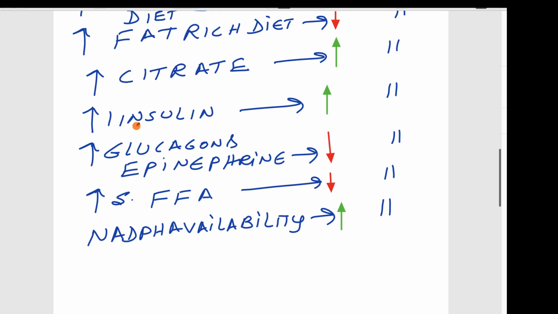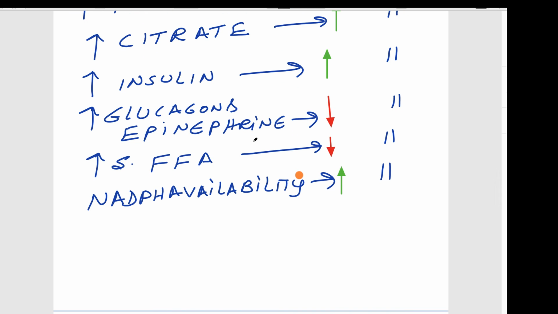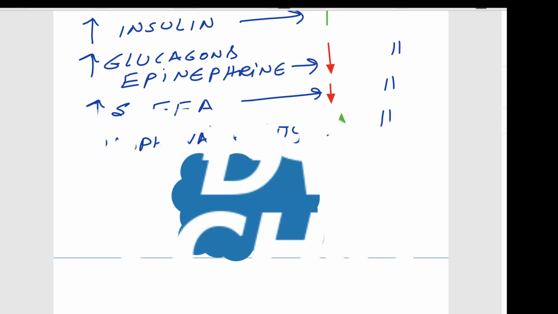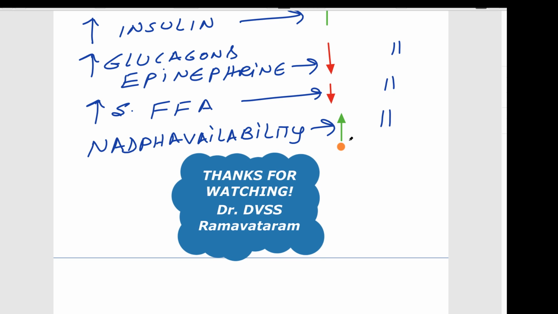Increased insulin increases fatty acid synthesis. Increased glucagon and epinephrine decrease it. Increased serum free fatty acids decrease fatty acid synthesis. If NADPH is available, there will be an increase, or else there will be a decrease in fatty acid synthesis. So these are the various important points regarding the regulation of fatty acid synthesis.